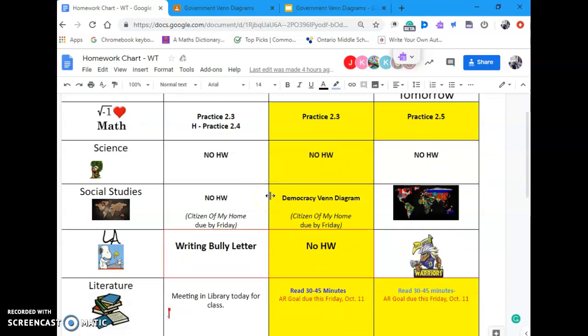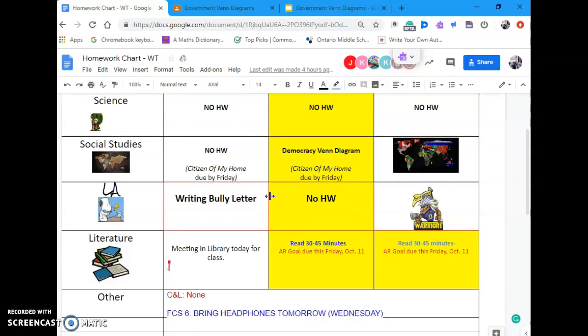In literature, the same thing we've had. We need to read 30 to 45 minutes. Our AR goal is going to be due this Friday, October 11th.